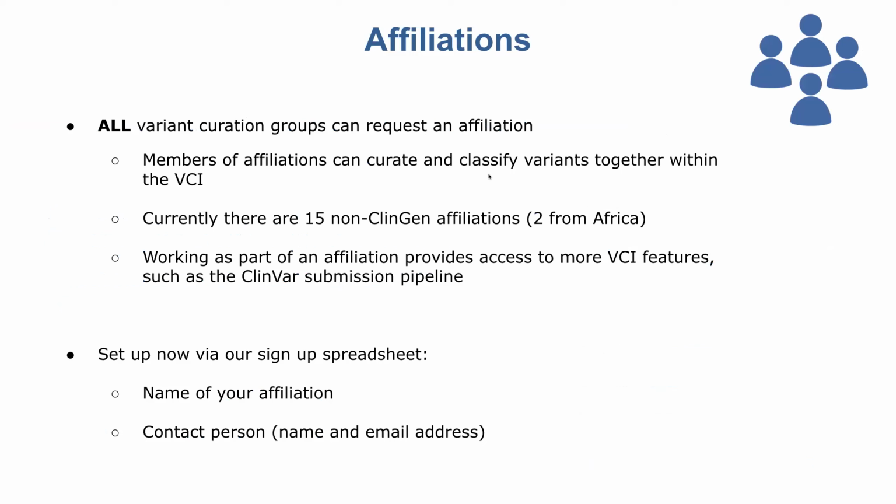While each of you needs your own account to curate in the VCI, you can also request a team account within the VCI known as an affiliation. Members of an affiliation can all work together within the VCI, curating and classifying variants together. This team functionality is available to any variant curation groups that request it. You don't need to be part of ClinGen. Indeed, out of the 100 or so affiliations we currently have, 15 of them are from non-ClinGen groups, and 2 of them are based in Africa.